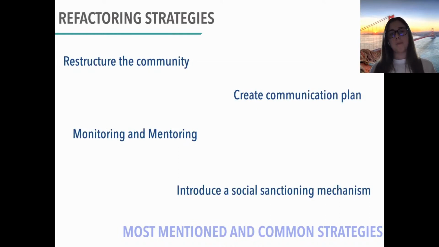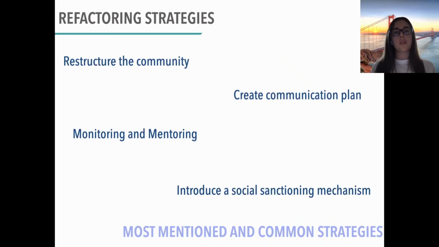As for the refactoring strategies, of course, I don't have enough time to explain all the refactoring strategies. In this slide, I show you the most mentioned and common strategies, but in general, for each community smell, we found around 6 strategies. I have backup slides in case, but what I can tell you is that refactoring strategies really are related and very close to the description of the community smell.